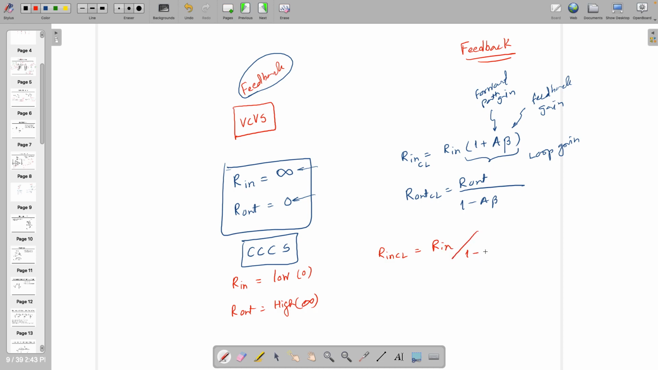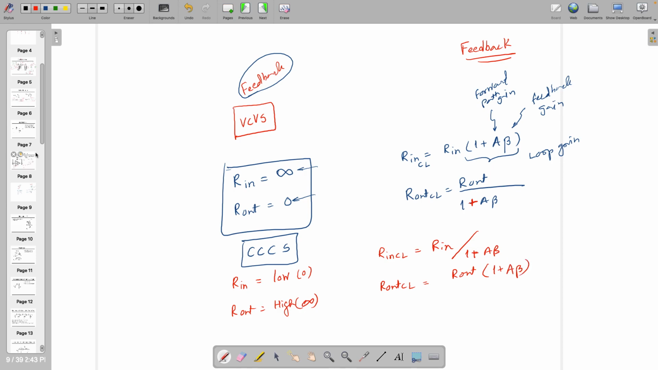Divide by 1... Why minus? It has to be 1 plus, right? That was a mistake. Loop gain is plus if it is negative feedback. If it is positive feedback, then both will be minus, so for positive feedback we would need to find out; it may not be only minus. It depends on different conditions. And what about R out? 1 plus A beta, right? Same way you can find out the others also.